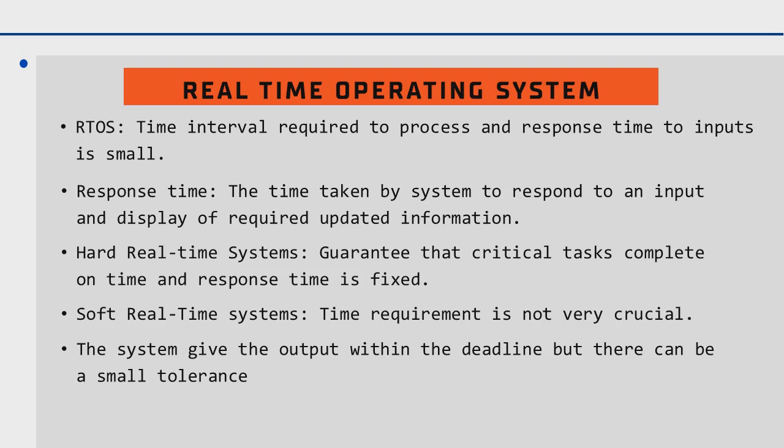A real-time operating system or RTOS is a system where the time required to process inputs and respond is very small. It ensures that critical tasks are executed on time. Response time refers to the time taken by the system to react to an input and display the updated information. In an RTOS, this time is very short, so the system responds almost immediately. There are two main types of RTOS: hard real-time systems and soft real-time systems.